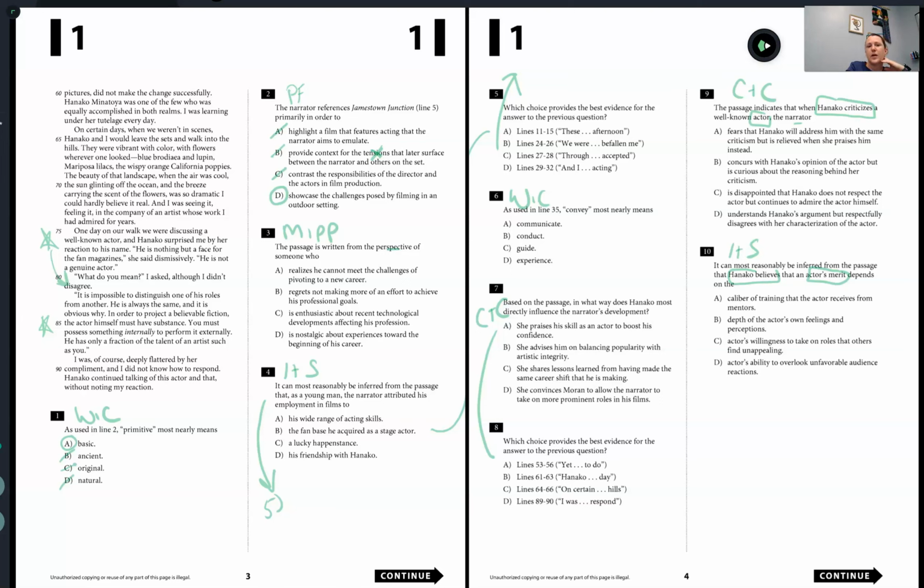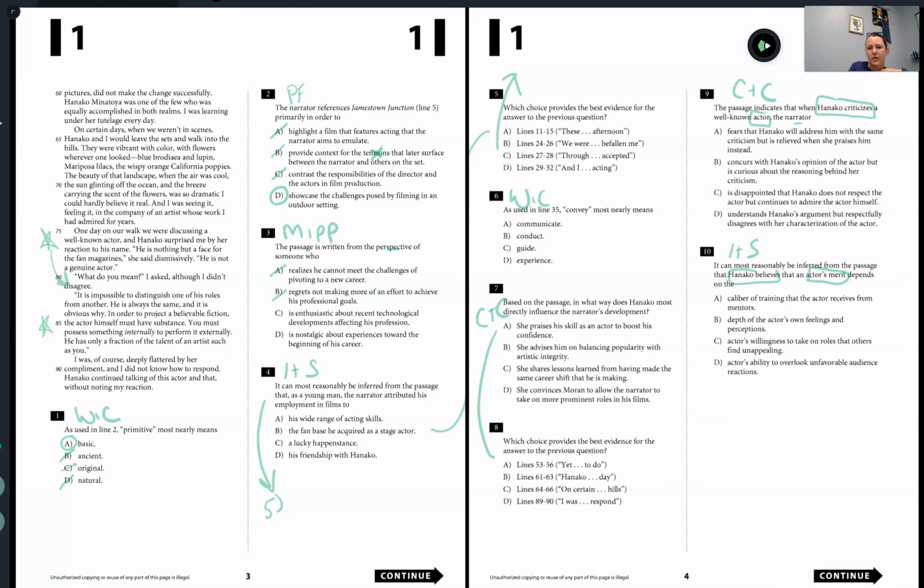Number 3 is a main idea, primary purpose, and we're looking at the perspective of the narrator. So does the narrator realize that he cannot meet the challenges of pivoting to a new career? No, it actually says in the passage that he is kind of doing a pretty good job, and he's under the tutelage of Hanako, who is one of the few actors who has really successfully made this transition. He regrets not making more of an effort to achieve his professional goals. I don't see any regrets being discussed, and it seems like he is achieving his goals.